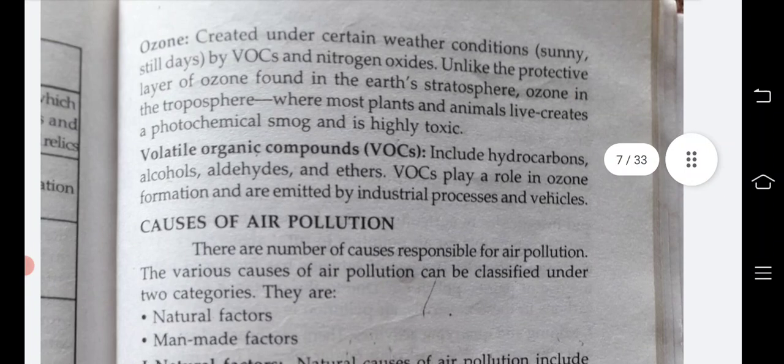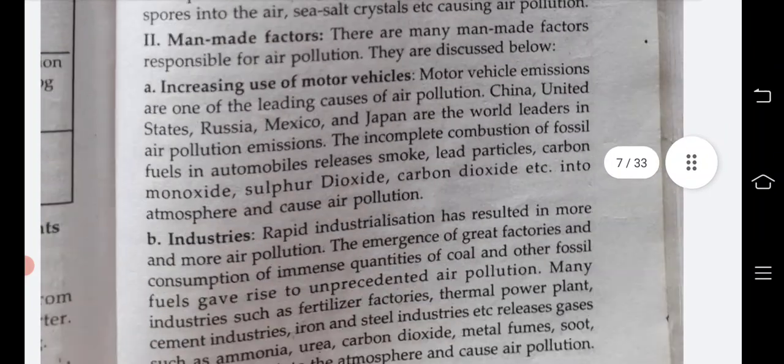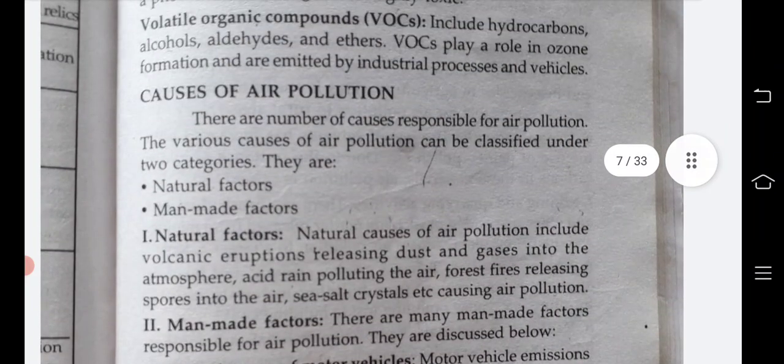That is ozone. Then we have what is VOC? VOC is volatile organic compounds, include hydrocarbons, alcohols, aldehydes, which are actually playing a major role in being a pollutant with respect to the environment. Now, what are the causes of air pollution? So, these things actually are things which you can think and write on your own. Let's go through.